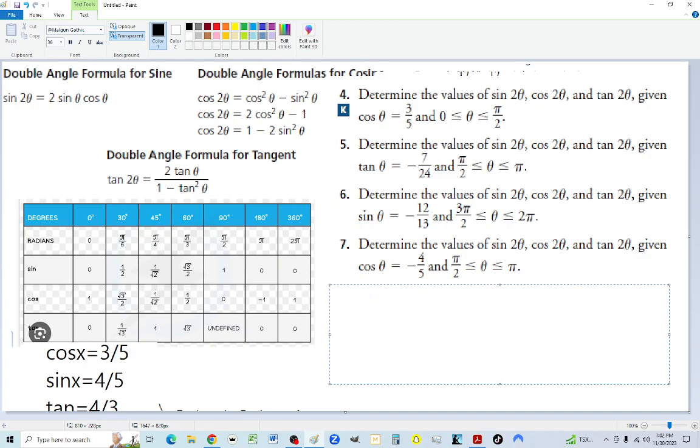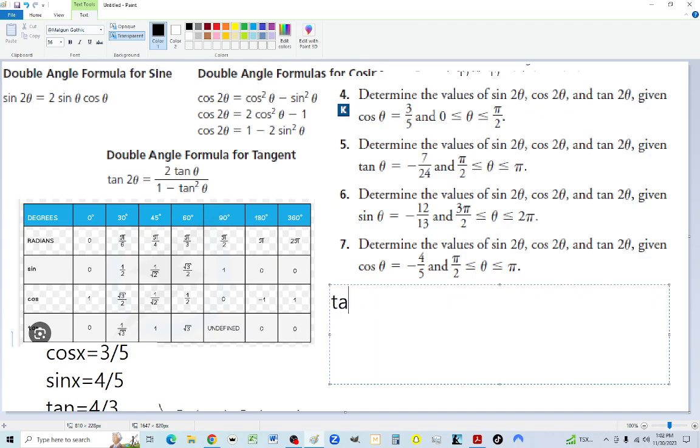And then you do the same for the other ones. Cos of 2x, you can use either one. We're just going to use the simplest one, 1 minus 2 times sine squared x. Well, we know sine x is 4 over 5, so we're going to square it, which is 16 over 25. Multiply that by 2, minus 2, so we get minus 32, and we're going to put this over 25. And so we get minus 7 over 25.